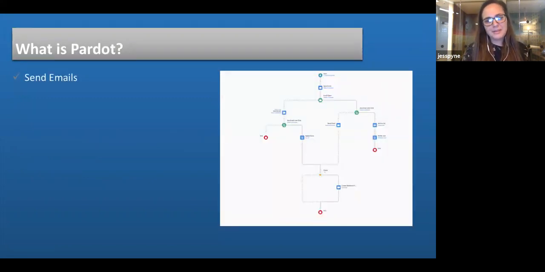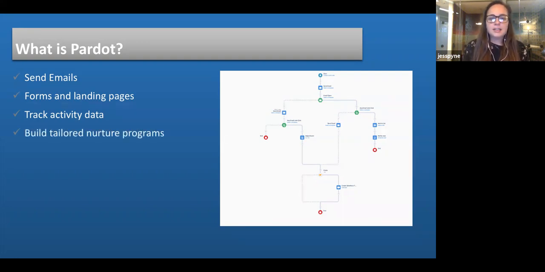So what is Pardot? I'm sure that most of you know already that you can send emails from Pardot, but obviously it does so much more than that. You can also build forms and landing pages, really nice and easy. End users can do it. It's a really nice, simple piece of functionality. You can track activity data, so if a prospect visits your website, you can track the pages that they visit, and you can see what they're interested in and link all of that back with your data. You can build tailored nurture programs like the one we can see here. So rather than just sending a single email, you can set up these journeys that are much more interactive and much more tailored to a specific route or path that prospect might take.